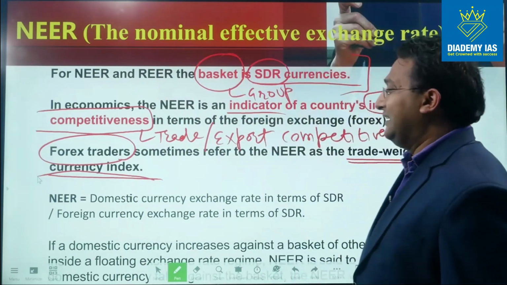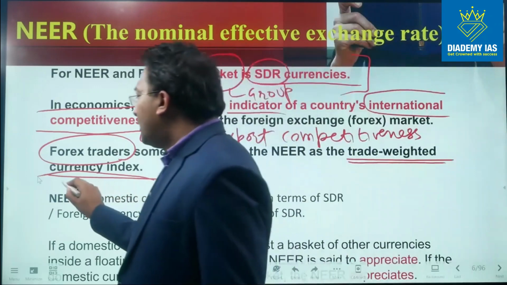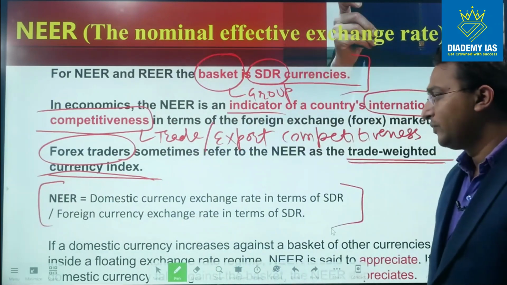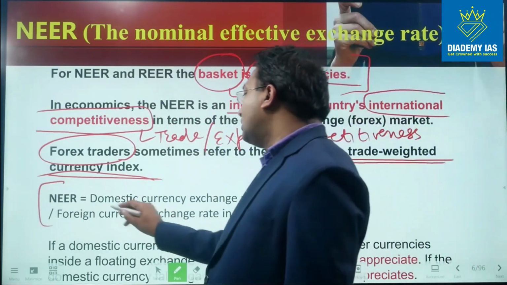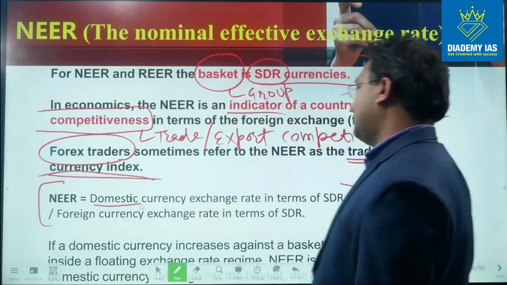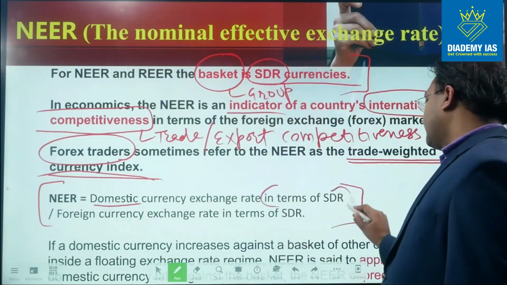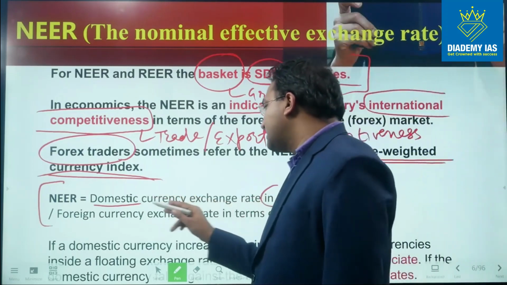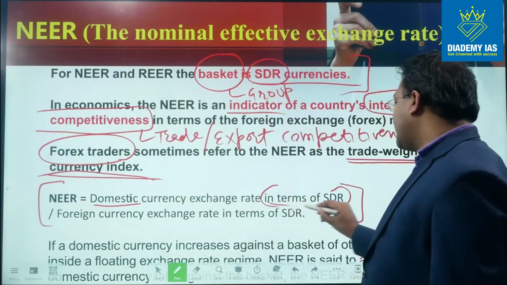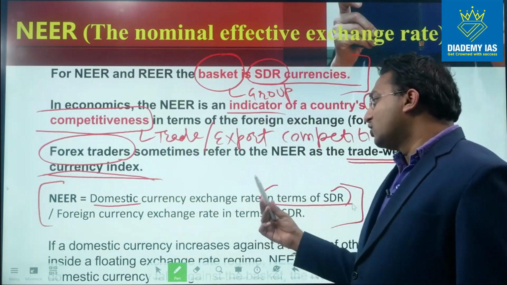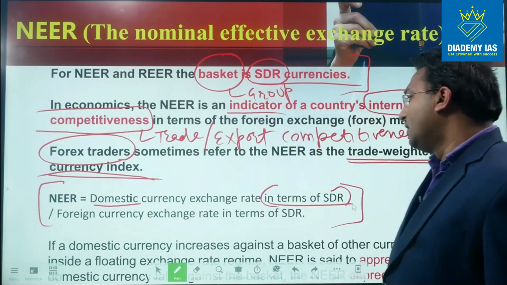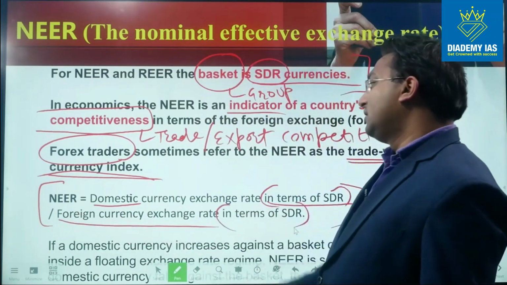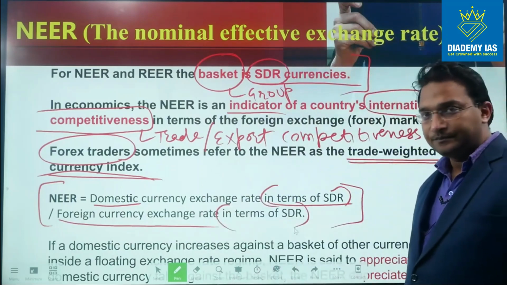Now, how to calculate the NEER? The calculation of NEER, I am sure that they are not going to ask in the examination, but still you should know. So NEER is equal to the domestic currency exchange rate in terms of SDR, right? So what we do, we compare the domestic currency exchange rate in terms of SDR, and then the foreign currency exchange rate again in terms of SDR. This is how we calculate the NEER.